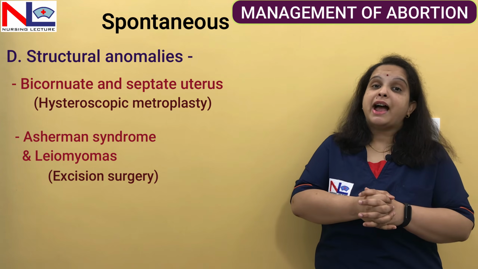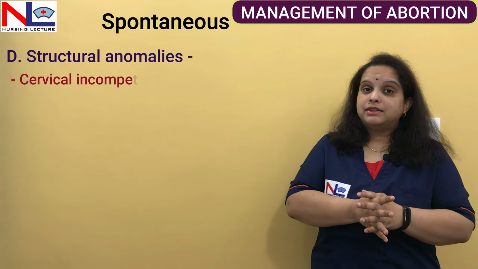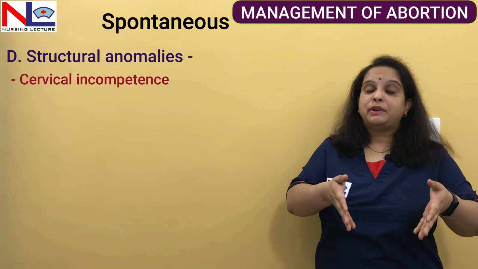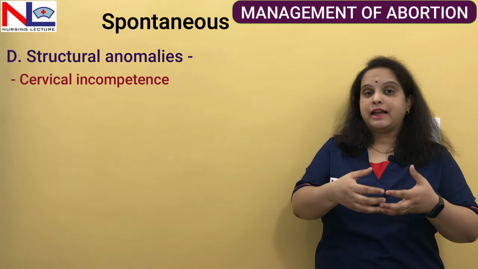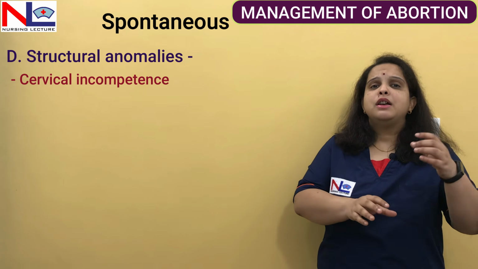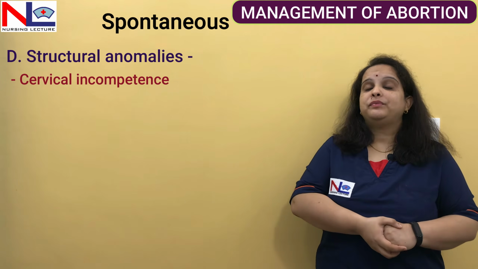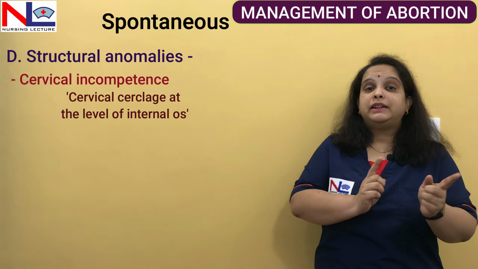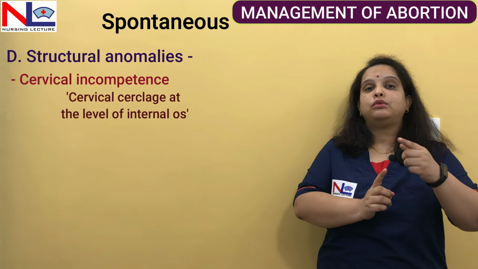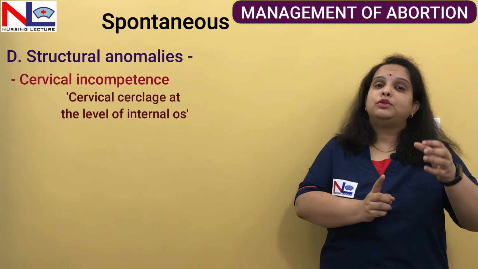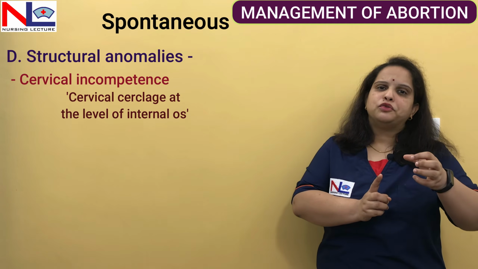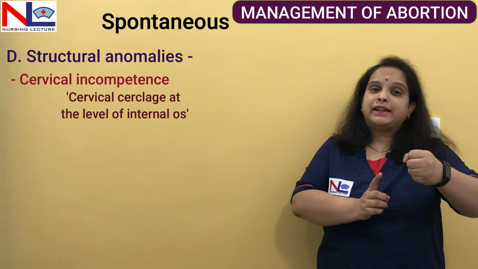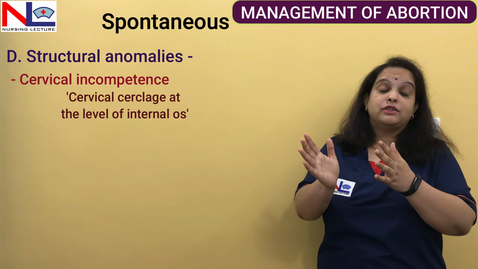And suppose the woman had cervical incompetence, where the cervix weakens and dilates prematurely, so the fetus and the membrane come out through the vaginal route. In cervical incompetence, we can manage it by using a tape or a suture around the internal os. During pregnancy itself, we can use sutures and tape that can reduce the diameter of the cervical canal, and thereby the pregnancy can reach up to term.